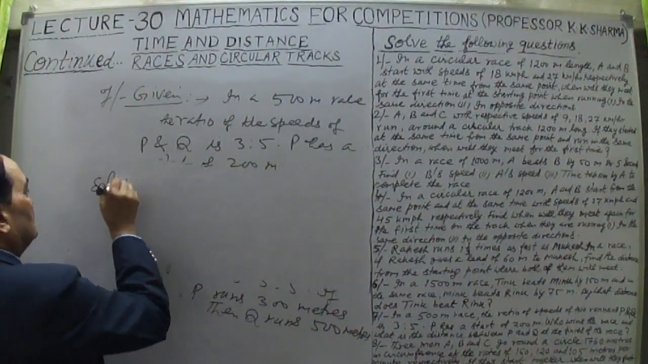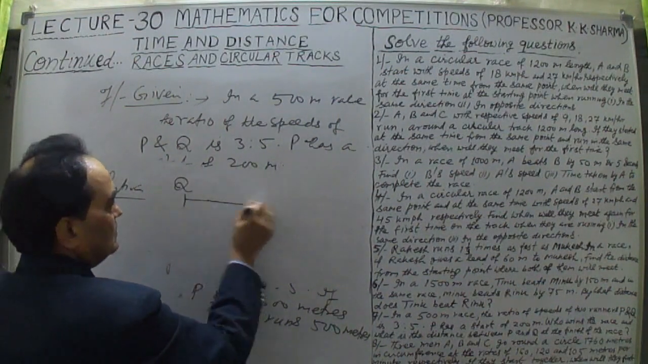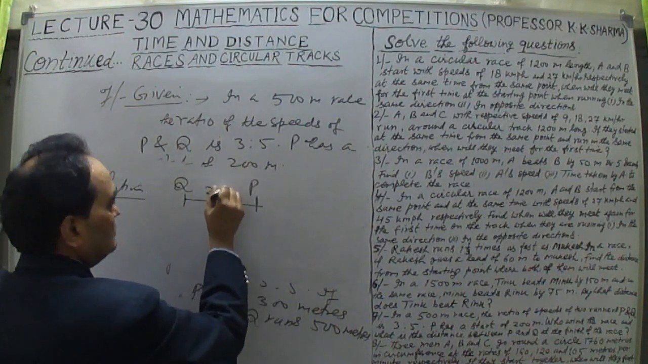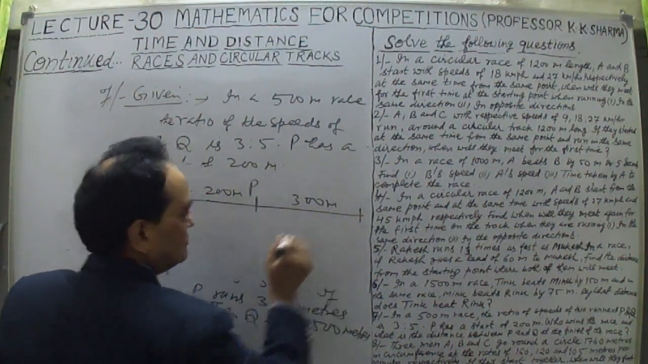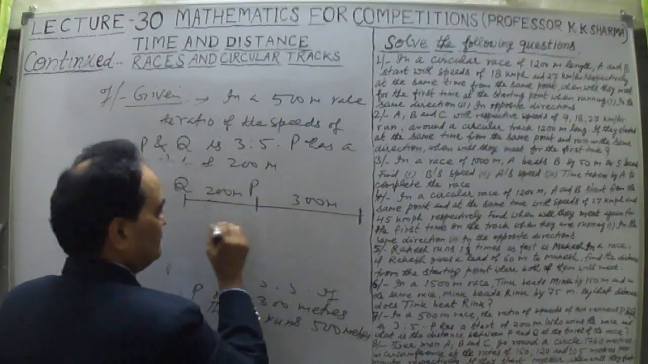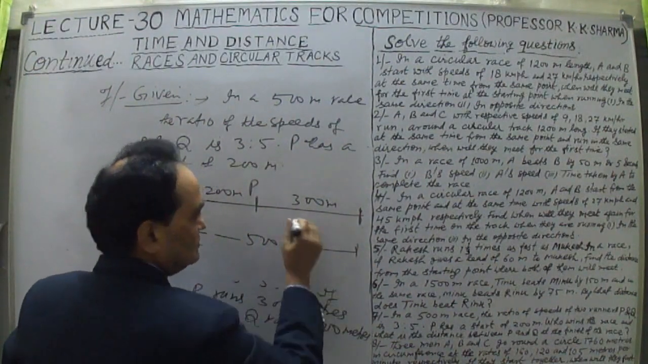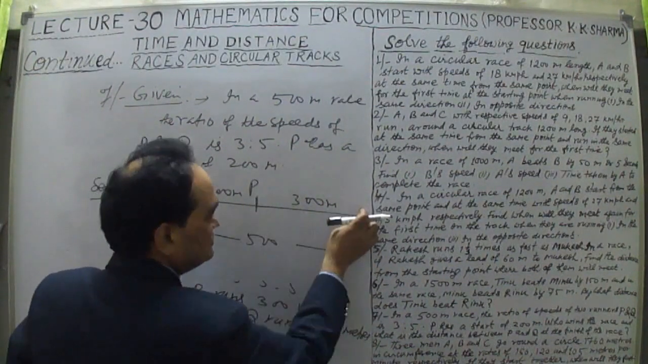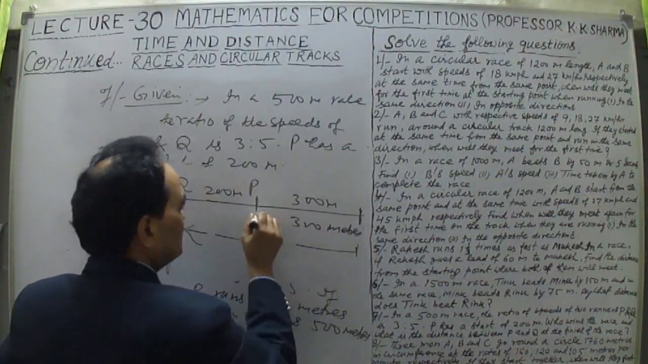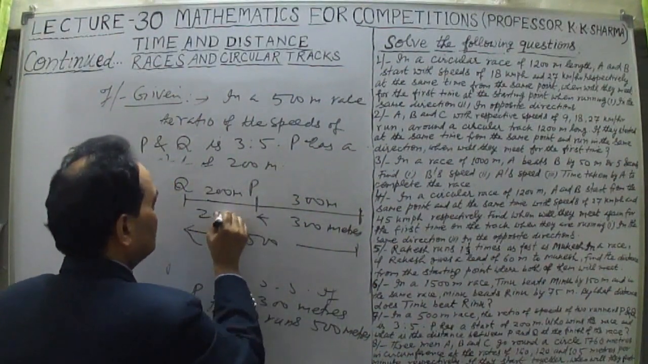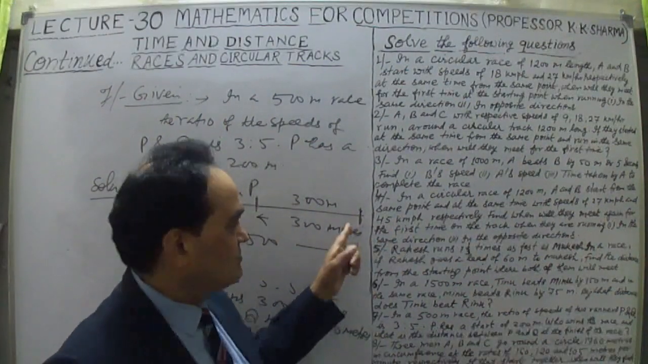This is the solution we are finding out. Suppose P is here and this is Q here, and P is 200 meters ahead. So this is 300 meters more. Both have to reach here. This 500 meters naturally will be covered by Q to reach here, and this 300 meters only is covered by P to reach here. Both have reached 500 meters. So no distance between them, or we can say that they are meeting at the same point after 500 meters race.